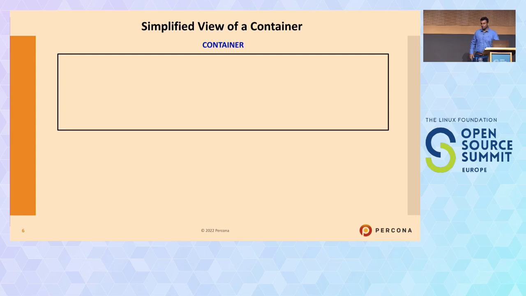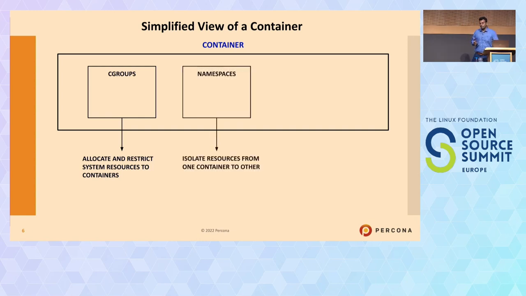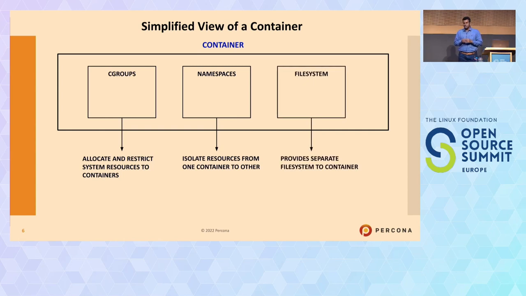That's where containers come in. You have a way to allocate and restrict the system resources to the containers, and that is managed through cgroups. And you have a way to isolate resources from one container to another, which is possible with namespaces. Each container also has its own file system, so even if somebody runs rm -rf /, it affects their container, not yours. You need a mechanism where it's completely separate.